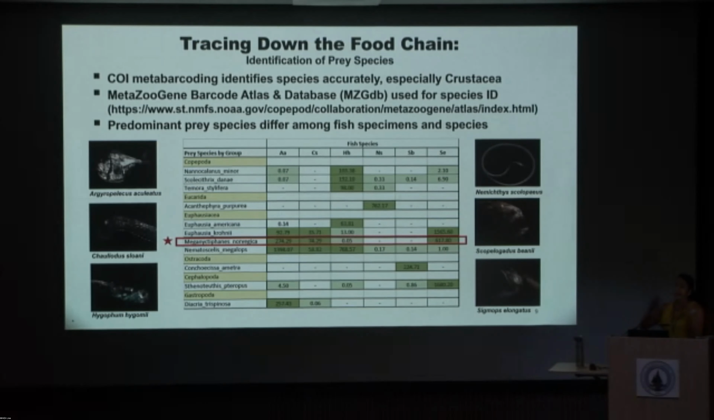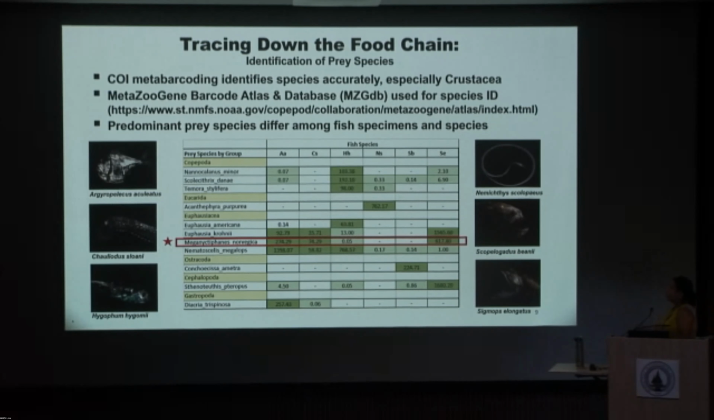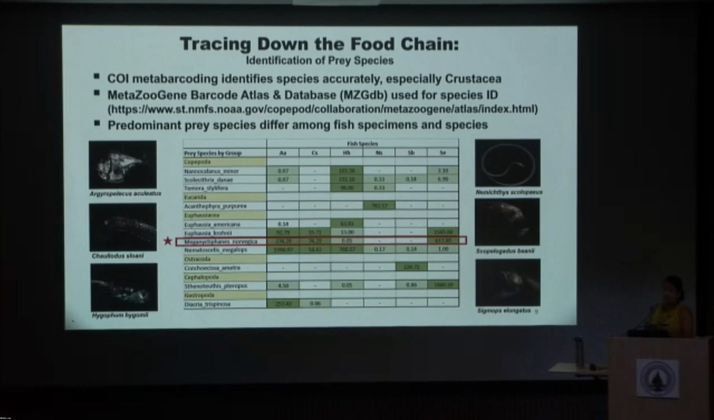And that was V9. So remember, V9, it's all about big groups, right? General groups. But now when we go back to CO1, which identifies species accurately, especially for crustacea, here I'm showing the same fish species. I think there's one more that I didn't have in the comparison, but I won't even attempt to say the scientific name because of my accent.